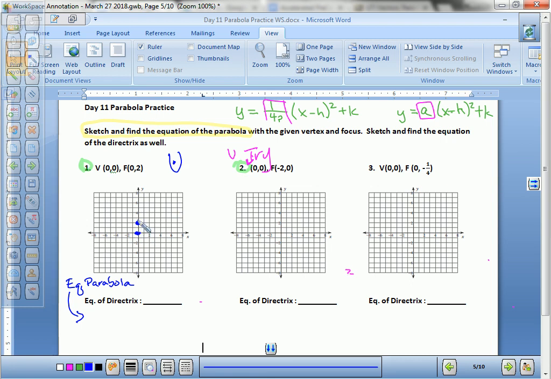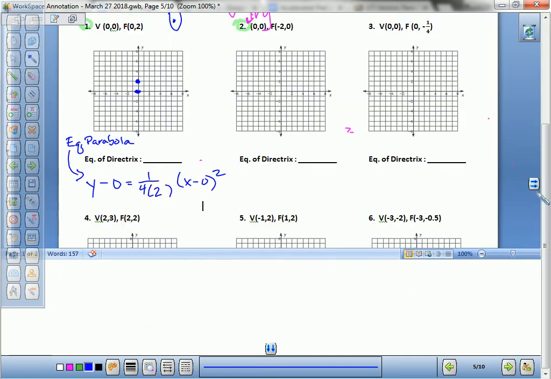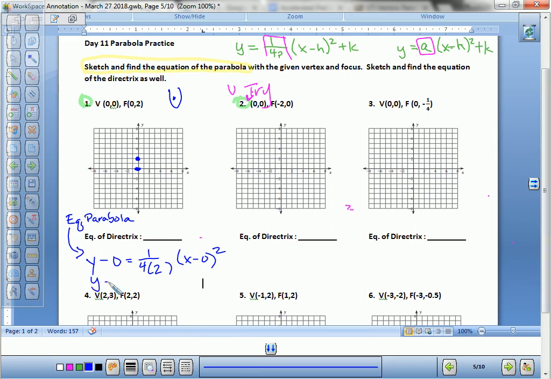So now we know it's going to start with y because it's going up. So it's y minus the y value at the vertex. Oh, y minus 0. We don't really need to write that. And then it's 1 over 4 times p. 1 over 4p. Well, what is p if these are 2 units apart? 2. And then x minus the x value at the vertex squared. So this equation, I didn't need to do that, is really just y equals 1/8 x squared. And that's my equation.